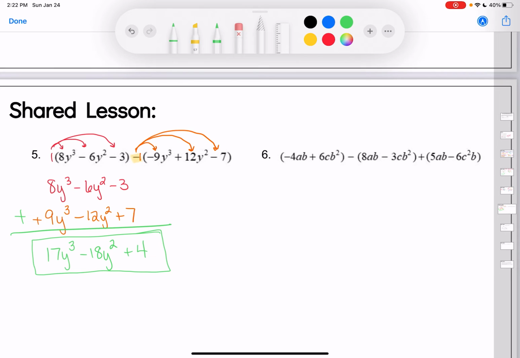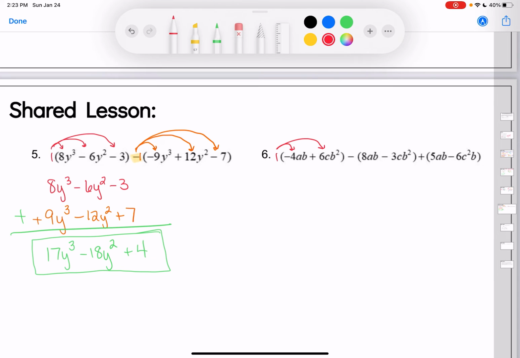All right, let's take a look at number 6 here. Okay, so in this first set of parentheses, I have 1, 2 terms. So this would be a binomial, right? And then I'm going to subtract another binomial and then add a third binomial, right? These are all 2 terms. So before I do anything else, I will need to distribute so I get rid of those parentheses. First set of parentheses stays exactly the same. Negative 4ab plus 6cb squared.